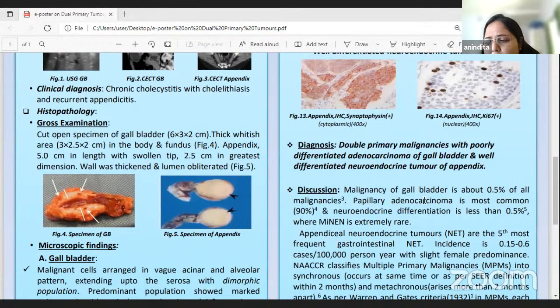Haven't you heard of Li-Fraumeni syndrome or Cowden syndrome? Yes, ma'am. You know why there is dual primary? So in every dual primary tumor, the patient must be genetically susceptible to develop multiple malignancies at a time, right? Yes. So do you know any syndromes or which dual primary tumors are very common? Yours is not very common, but some dual primaries are very common. If you are getting one, you should search for the other. No? Okay.